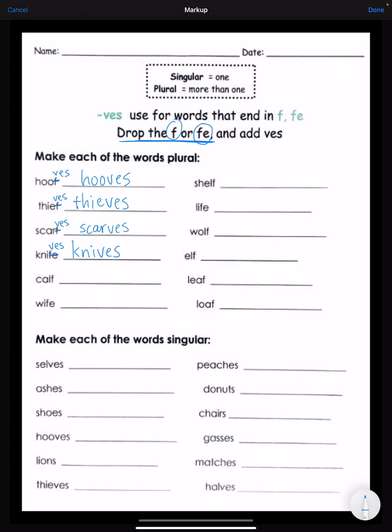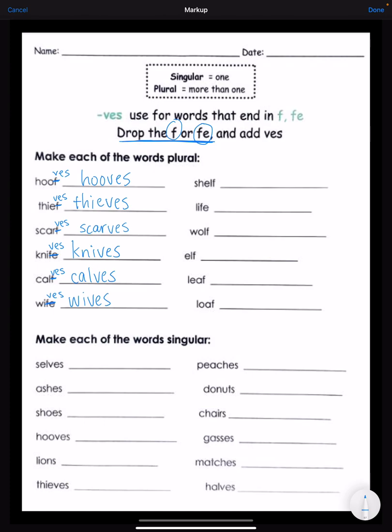Let's talk about the next one, calf, like a baby cow. We know it ends in an F, so we're going to cross out the F and add VES. So we would have one calf, one baby calf, and more than one baby calves. C-A-L and then VES. Wife ends in FE, so I'm going to cross off the FE and add VES, and then it would be multiple wives.